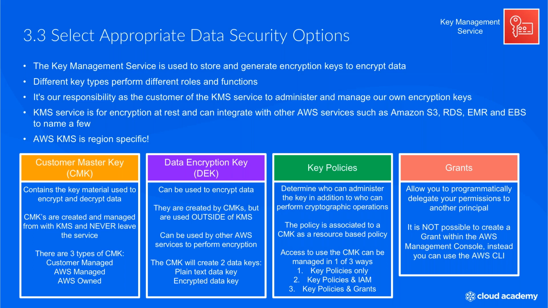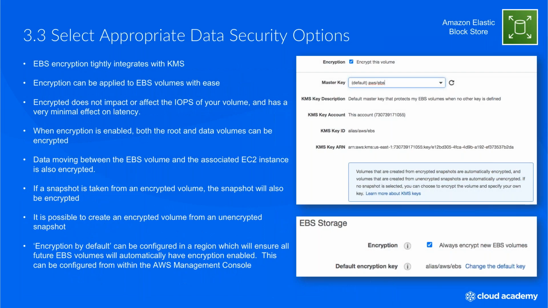Awesome. Cheers, Will. Yeah. So EBS encryption. Again, this tightly integrates with KMS, which is what we just talked about. And it does so in a very simplistic way. It's pretty much a tick box. Enabling encryption doesn't impact or affect your IOPS performance of your volumes either, despite it encrypting both the root and data volumes. And also, as a point to highlight, any data moving between your instances and EBS volumes will also be encrypted.